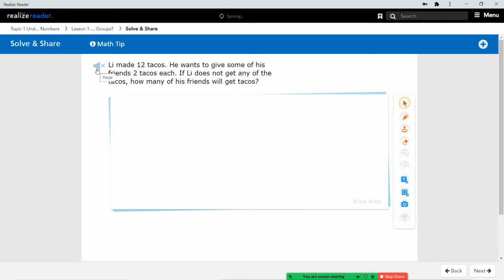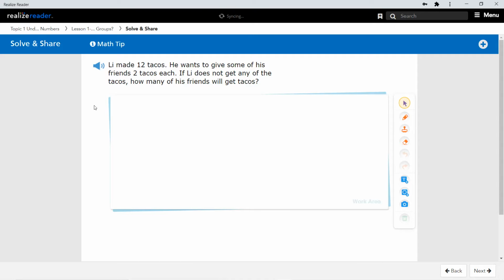Lee made 12 tacos. He wants to give some of his friends 2 tacos each. If Lee does not get any of the tacos, how many of his friends will get tacos? So here we need to stop and think. We know that he made 12 tacos and he wants to give 2 tacos to each person. So we have to figure out how we know how many people he can give tacos to if they're each going to get 2.